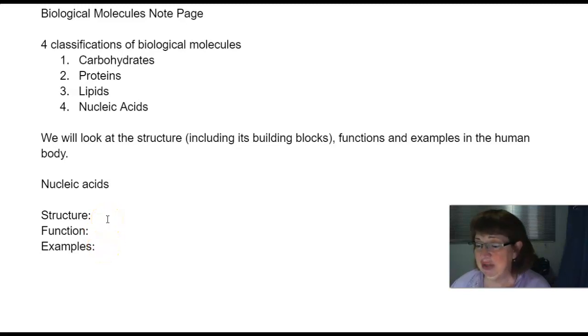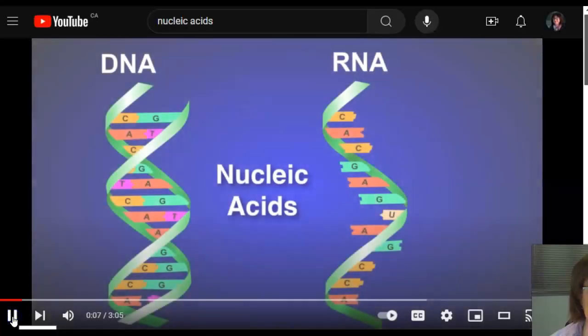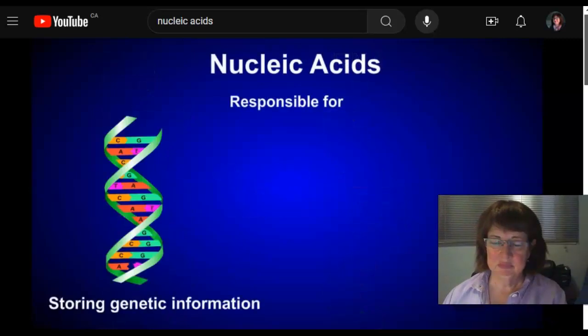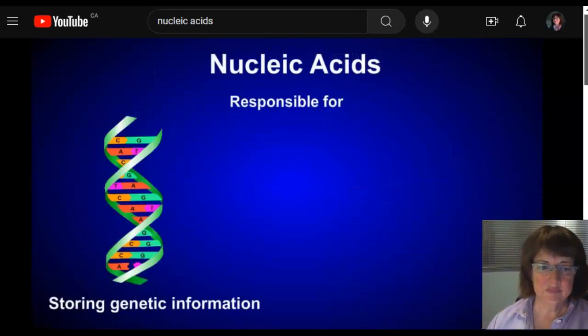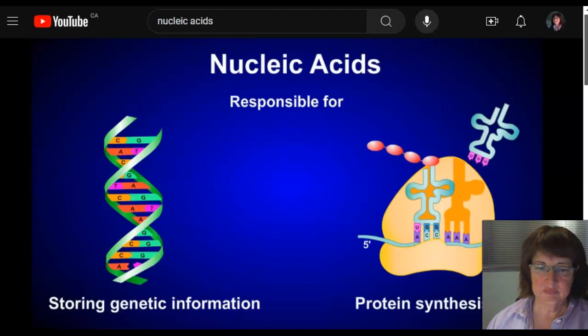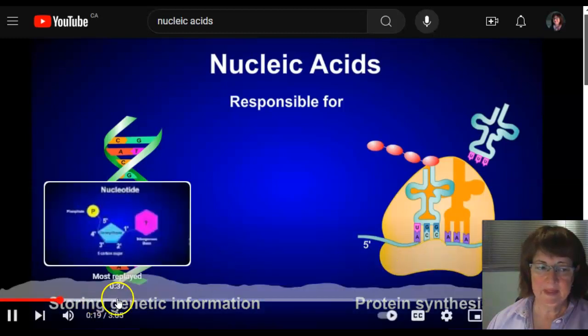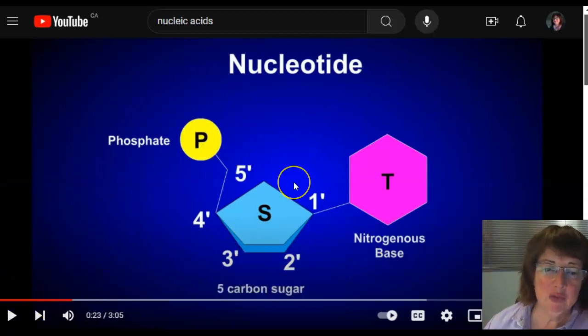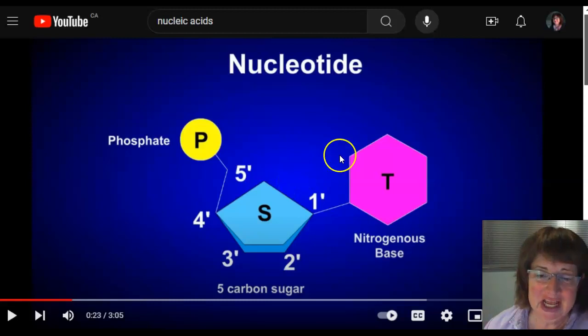And the structure is something called a nucleotide. Nucleic acids are a class of biomolecules that are found in all living organisms and are responsible for the storage of genetic information. They are also responsible for protein synthesis. Nucleic acids are made up of monomers called nucleotides. Okay, so our repeating unit, or our monomer, is a nucleotide.